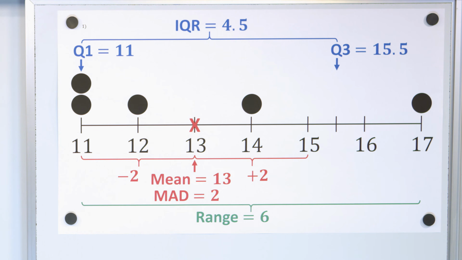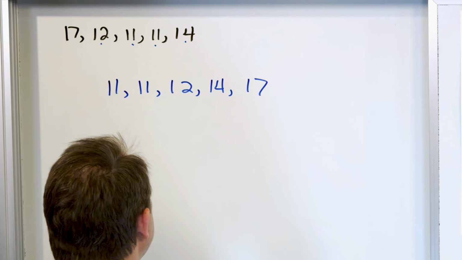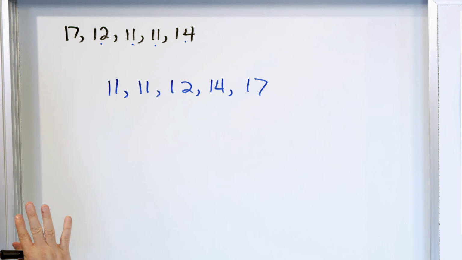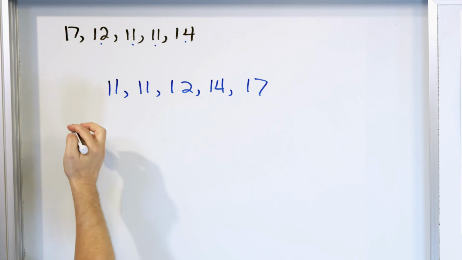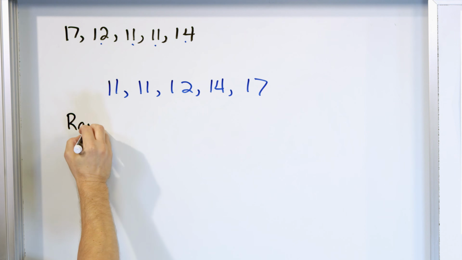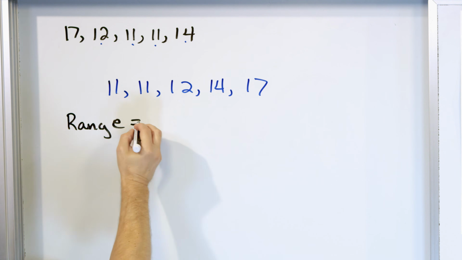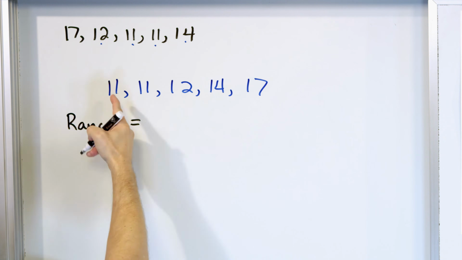Now let's calculate the first method of measuring the spread of this data, which we call the range of the data. Right? The range of the data is the largest number minus the smallest number.